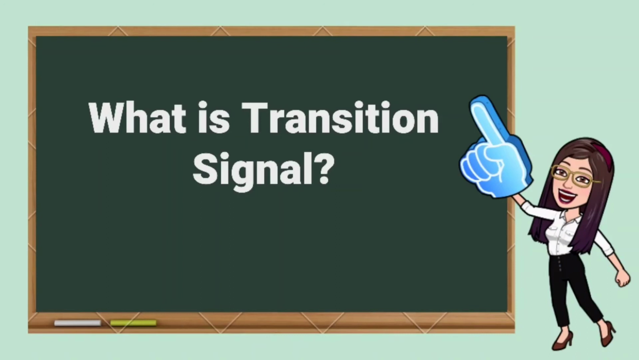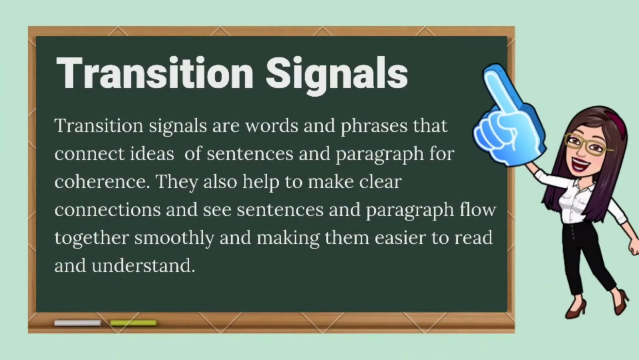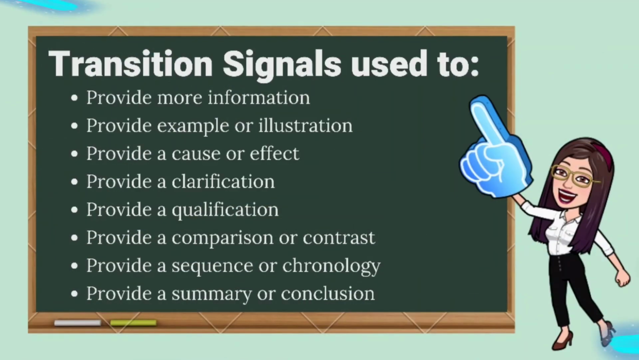Now, moving on to our lesson, what is a transition signal? Transition signals are words and phrases that connect ideas of sentences and paragraphs for coherence. They also help to make clear connections and let sentences and paragraphs flow together smoothly, making them easier to read and understand. Transition signals are used to provide more information, provide an example or illustration, provide a cause or effect, provide a clarification, provide a qualification, provide a comparison or contrast, provide a sequence or chronology, and provide a summary or conclusion.